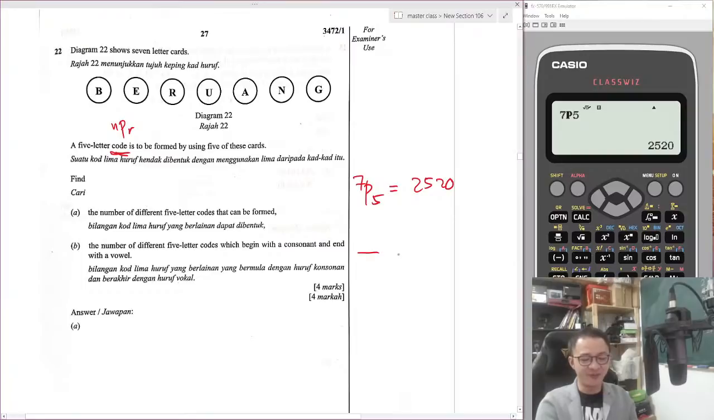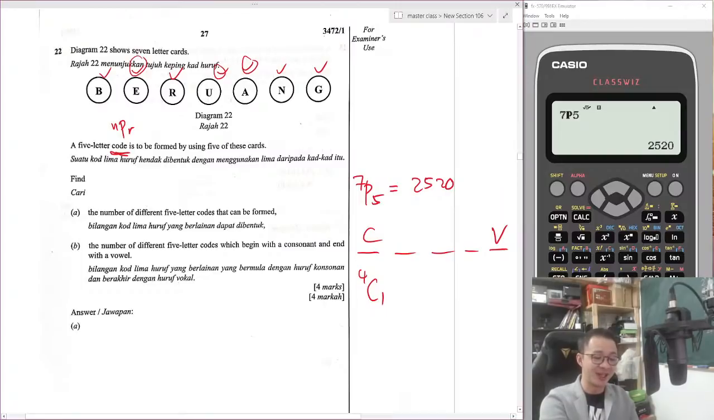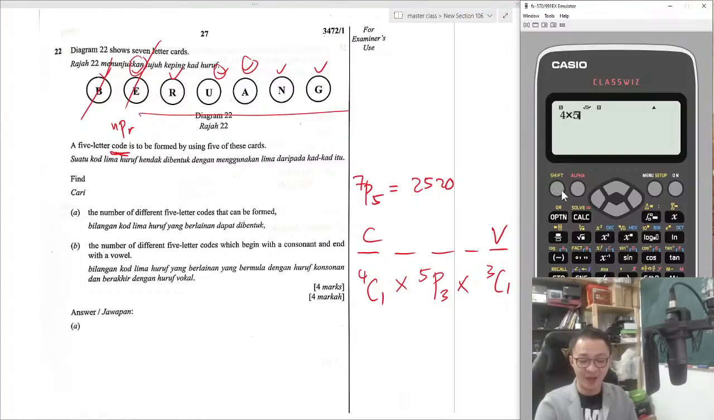Okay, if you want the 5-letter code, it must begin with a consonant and end with a vowel. See how many consonants we have. 1, 2, 3, 4. Consonant means not A, E, I, O, U. A, E, I, O, U we call vowels. So 4 letters, you choose 1. Vowels, we have 1, 2, 3. So 3 vowels, you choose 1 to put in here. So after I choose 1 vowel and 1 consonant, I still have 5 left, right? So from 5, you need to choose 3 and arrange them. Yeah, you type in the calculator: 4 times 5P3.